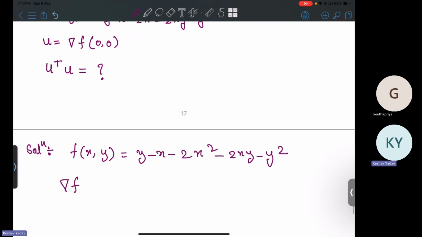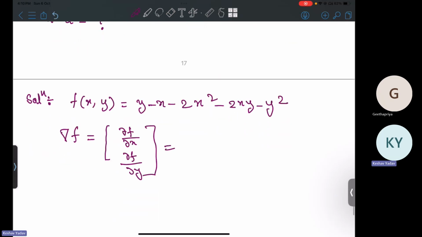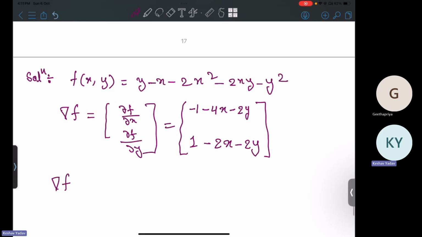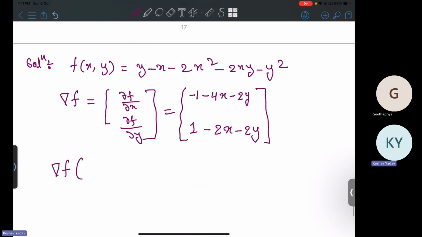Now the gradient of f will be del f upon del x, del f upon del y. You do the differentiation: minus 1 minus 4x minus 2y, and 1 minus 2x minus 2y. This will be my gradient. Now you find the gradient value at the point 0, 0, that will be equal to u. So this u will be equal to minus 1, 1, since the other terms become 0.